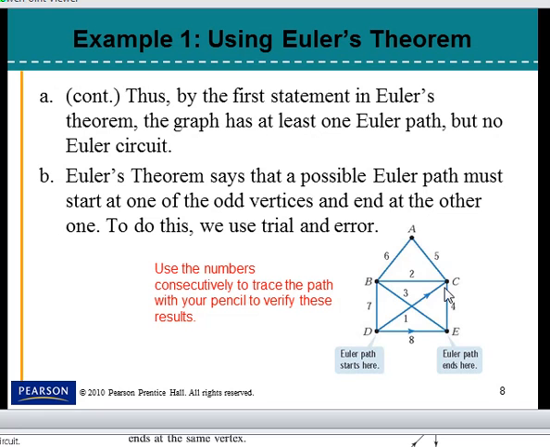So we have gone over every edge and we have not retraced any edge. So this would be an Euler path. We didn't end up where we started. We started at D, we ended up at E. So we know this is not an Euler circuit, because for an Euler circuit, you end up where you started.